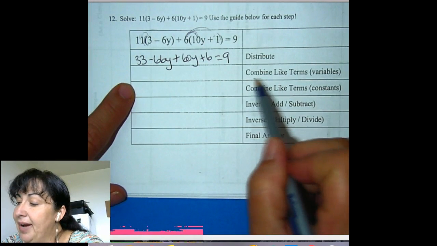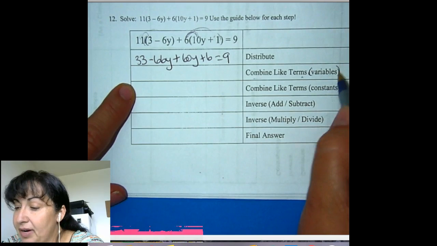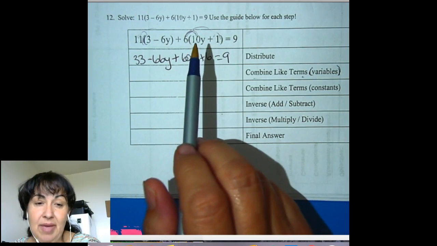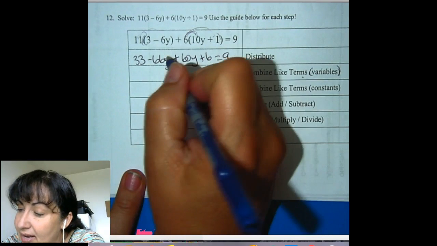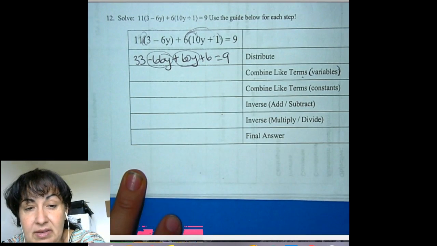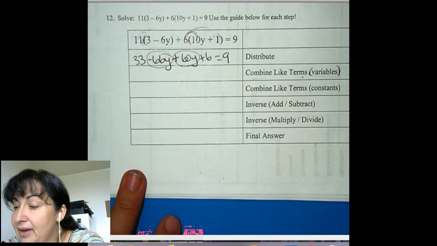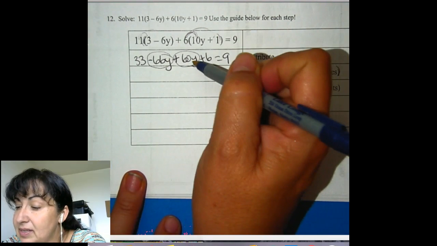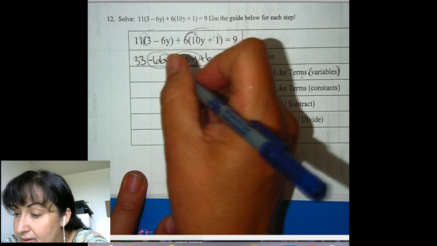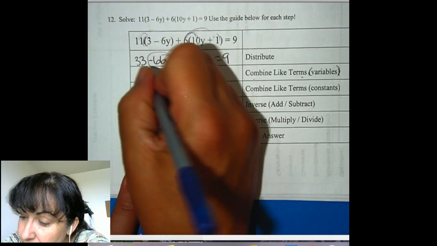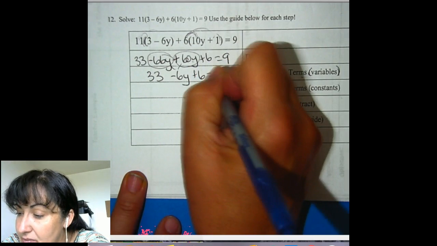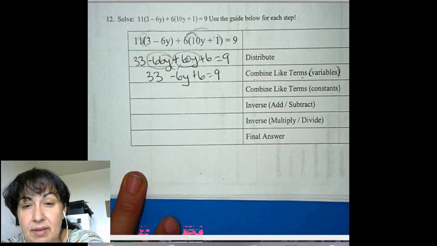Step number 2 says combine like terms, and in parentheses they put variables. So I look for terms that have the same variable with the same exponent that I could add together. And I have a negative 66y and a positive 60y. So since the signs are different, I'm going to subtract them. So 66 minus 60 is 6. It's going to be minus 6y. So minus 6y comes from those two. So 33 minus 6y plus 6 equals 9. Okay, that would be that step.